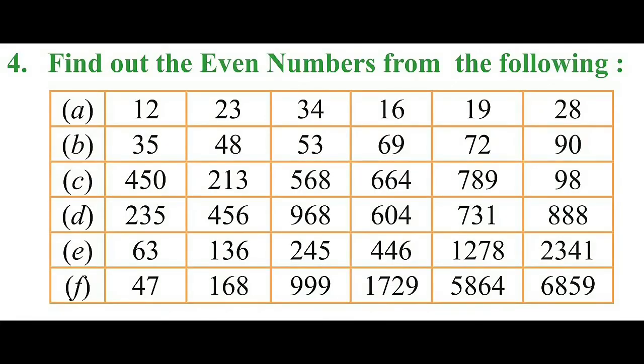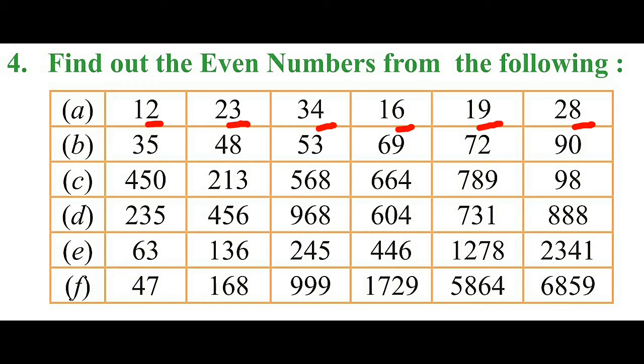Here fourth part is find out the even numbers from the following. Let me tell you what are even numbers. Even numbers are those which come in the table of 2, right? Which are the multiples of 2. And the next definition is that these numbers carry an even number at their ones place, meaning a multiple of 2. You will check that the last digit of the number should be a multiple of 2, right?